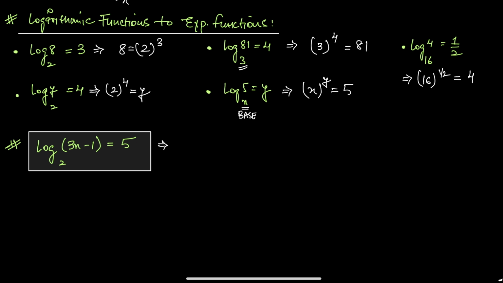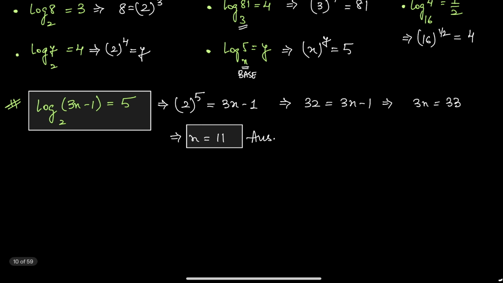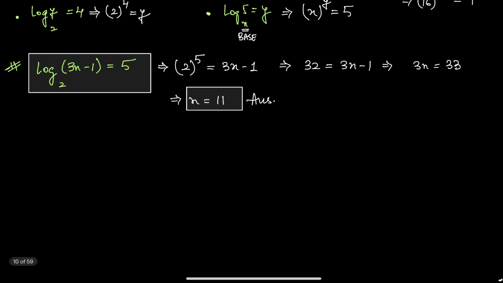So 2 is your base and it will remain the base. The power is 5 and on the right hand side we will write 3x minus 1. In the next step, 2 raised to the power 5 becomes 32. This is your 3x minus 1. Now it is a question of a second. This is your 3x is equal to 33 and finally x becomes equal to 11. So your final answer is x equals 11 for this particular question.